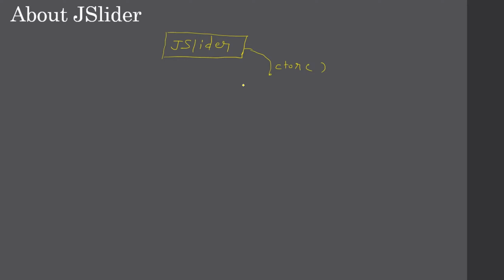So in the previous picture, we saw that the slider is representing the value from 0 to 100. So we can represent this range of value 0 to 100 using two set of functions. So the functions are setMaximum and setMinimum. So this will set the range of value for the slider.